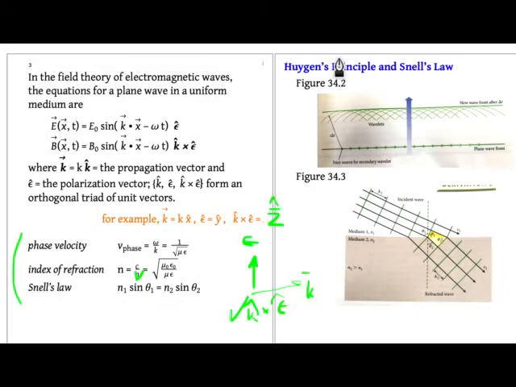The textbook mentions Huygens' principle. Huygens was a Dutch physicist and mathematician, who lived at the same time as Isaac Newton. Newton and Huygens had a big disagreement over the nature of light. Newton thought light was a stream of particles. Huygens thought it was a wave phenomenon. Here's a case where Newton was wrong.